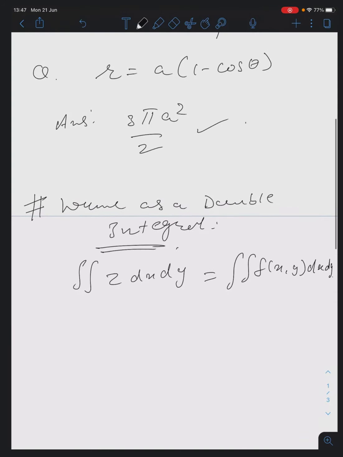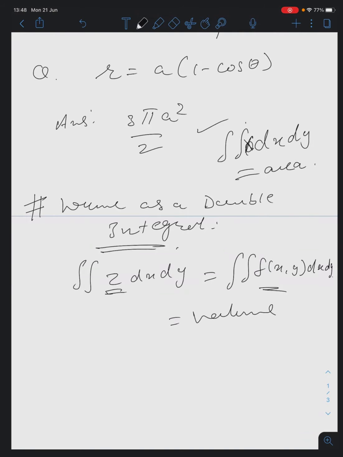For area, you are just writing dy dx without any function here. Is it or not? There was no function here. The function is 1. So the result is area, whether you write dx dy or dy dx. Now if you include a function also, the result is nothing but the volume.